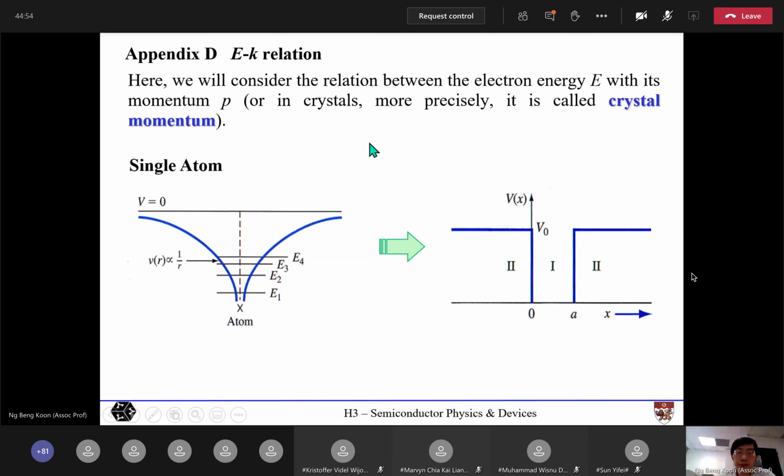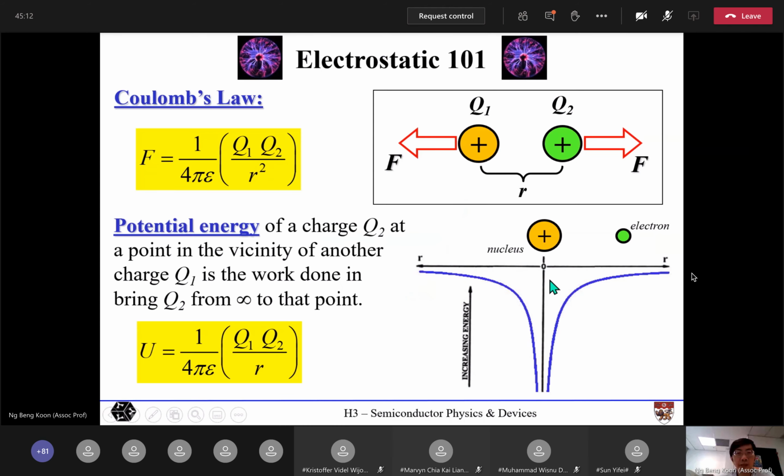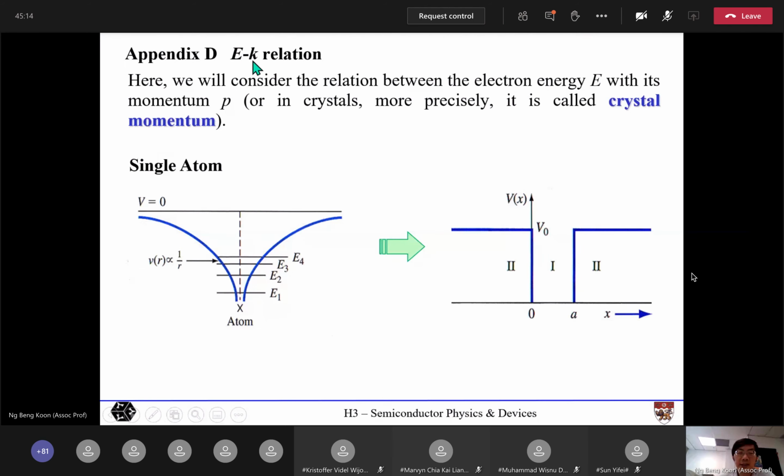This is called the EK relation in the case of a semiconductor. We're interested to know the EK relation of an electron in a semiconductor, very similar to that of the free particle, E against P, energy against momentum. In a semiconductor context, the energy against momentum is the EK. K is related to momentum in quantum mechanics; K is like a momentum quantity. So in a semiconductor, we're interested to know this relation.